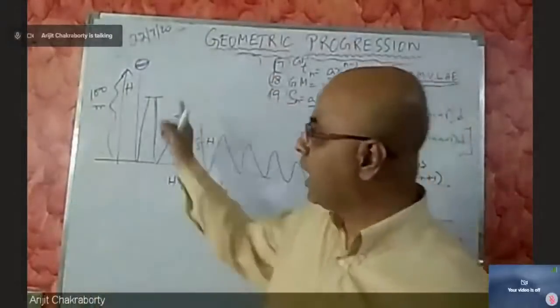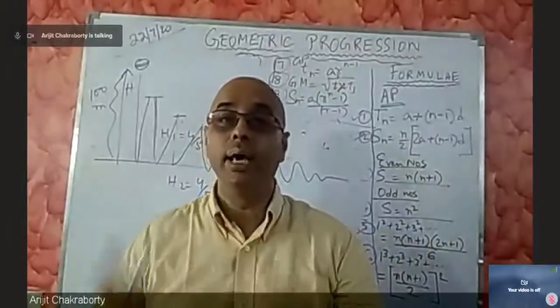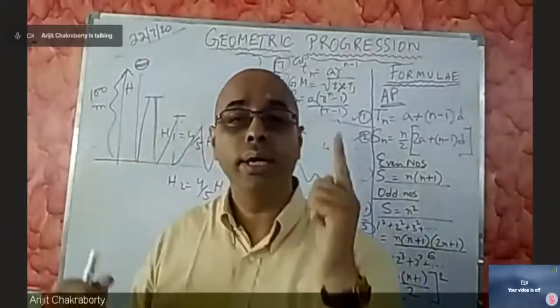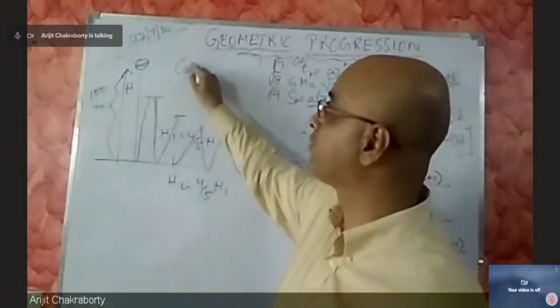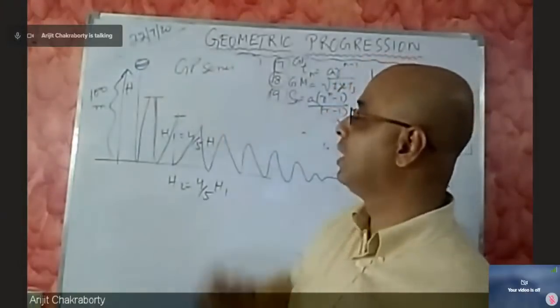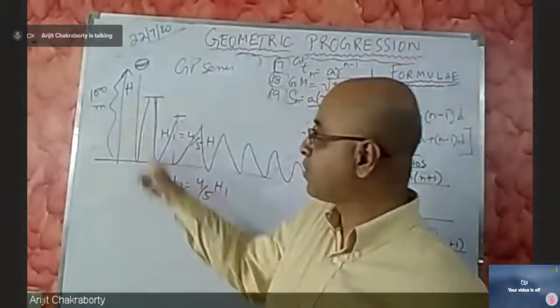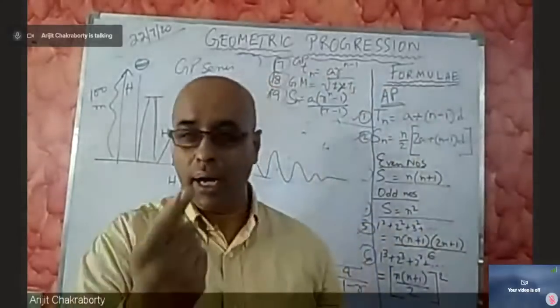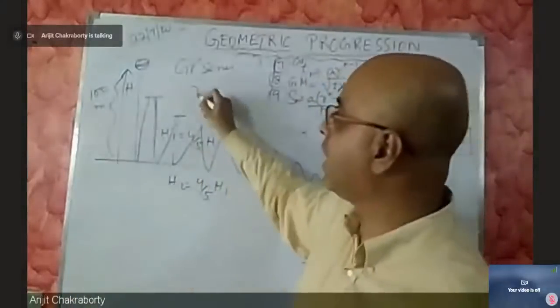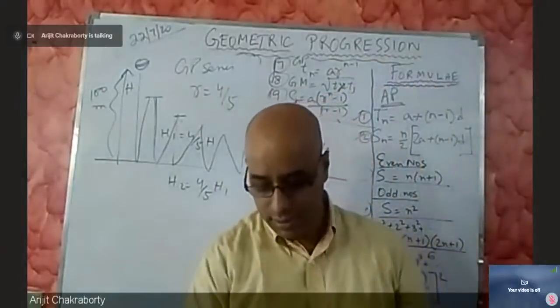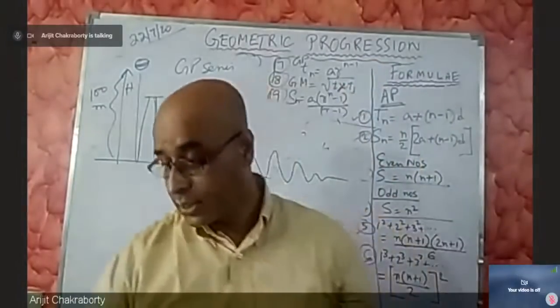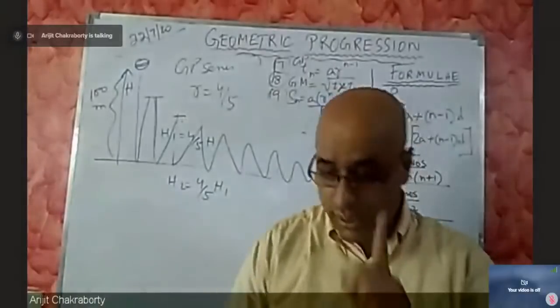So dear friends, why am I focusing so much on infinity? Because it is a problem of an infinite GP series. Here, 4/5 of the height means R is 4/5. So I write R is equal to 4/5.